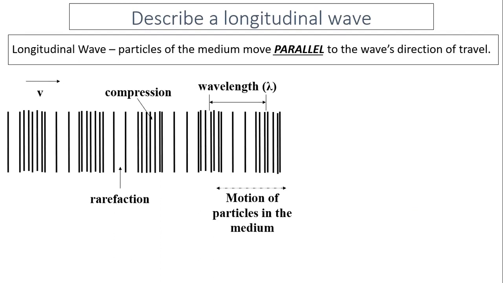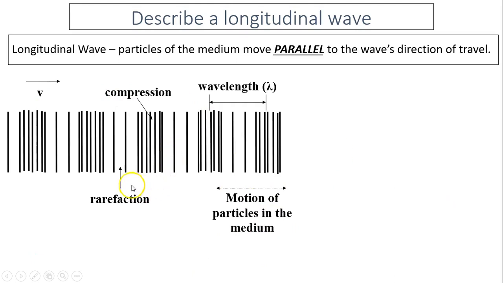Similarly, we can describe a longitudinal wave. What's a longitudinal wave? In a longitudinal wave, the particles of the medium move parallel to the wave's direction. So here is a wave going from left to right, and the local particles would be moving from right to left or left to right. That's parallel to the wave's direction.